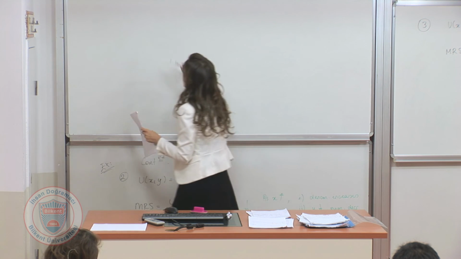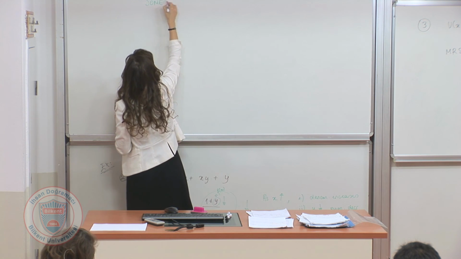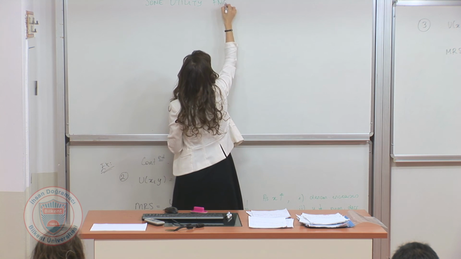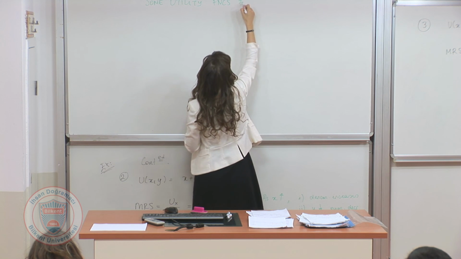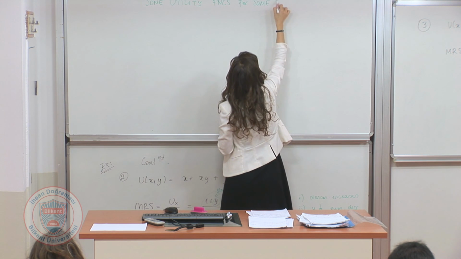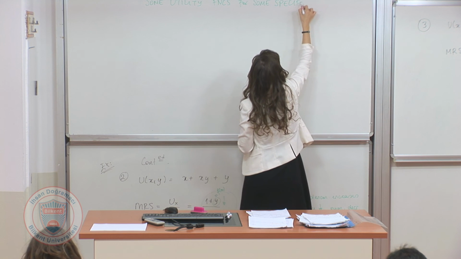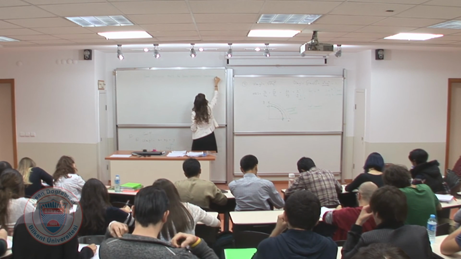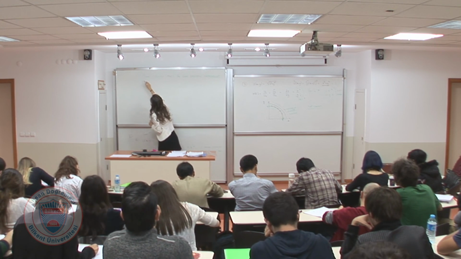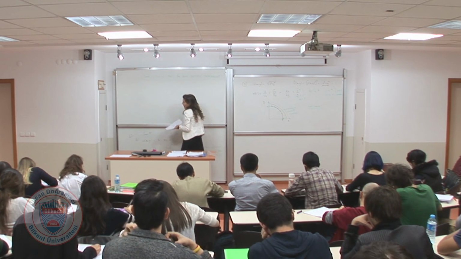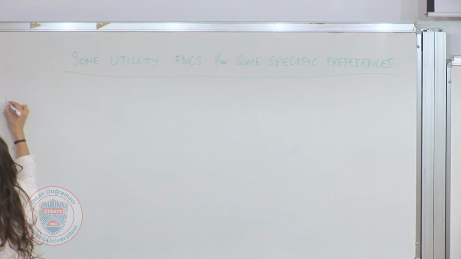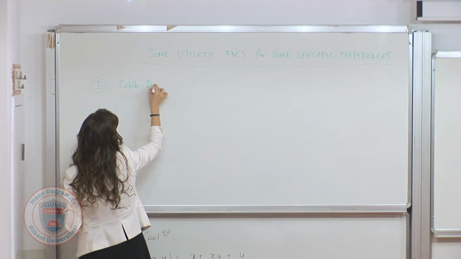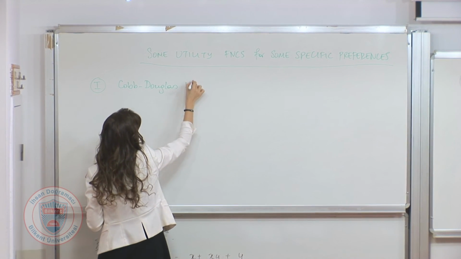So, some utility functions for some specific preferences. The first type of utility function that we're going to introduce is called Cobb-Douglas utility. And now you'll understand why.